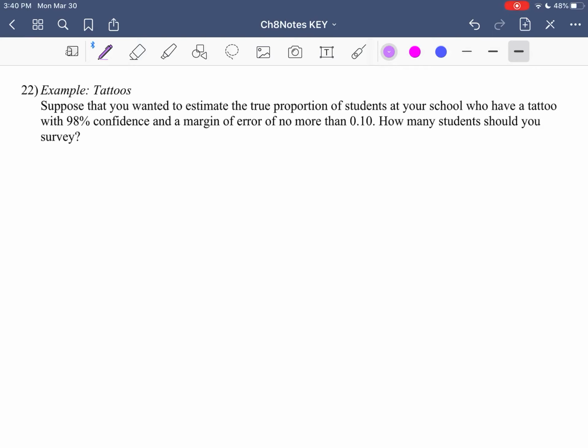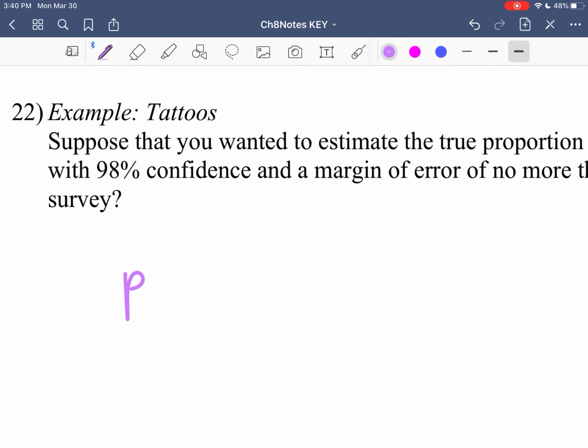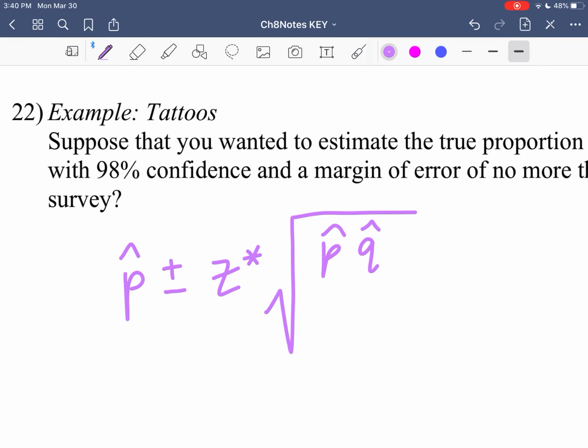So obviously we're talking about a confidence interval here. So let's think about our formula. So we are trying to estimate a proportion of students who have a tattoo. So this would be building a confidence interval for a population proportion. So I'm going ahead and writing down the formula.